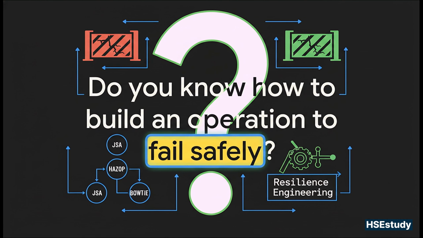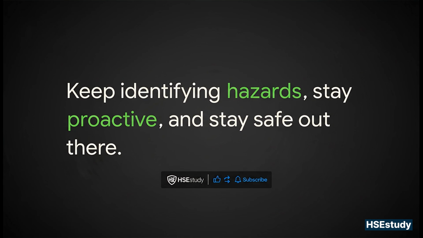That right there is the core of resilience engineering. We don't want to just endlessly chase OSHA compliance. We want to use our JSAs, our HAZOPs, and our Bowtie analyses to actually understand the health of our safety barriers and build genuine operational resilience. Because at the end of the day, safety isn't a clipboard checklist, it's a dynamic strategy that keeps the business running and makes sure everyone goes home alive.